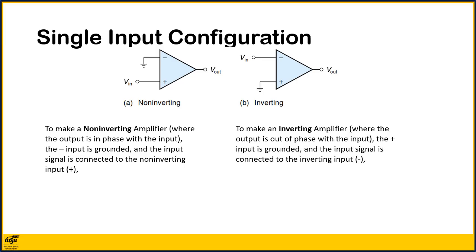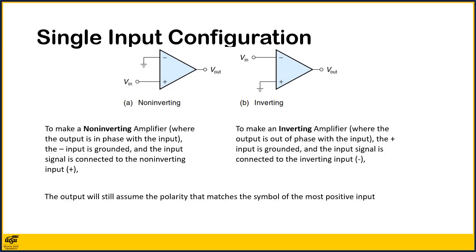If we want an inverting amplifier where the output is out of phase with the input, we connect the signal into the inverting input, the negative, and ground the plus side, as shown in figure B. The output will assume the polarity that matches the symbol of the most positive input.